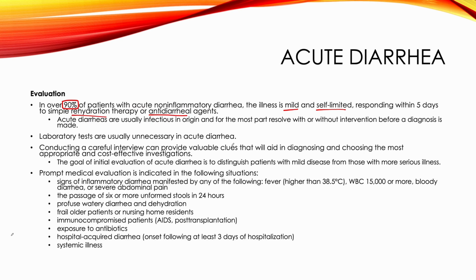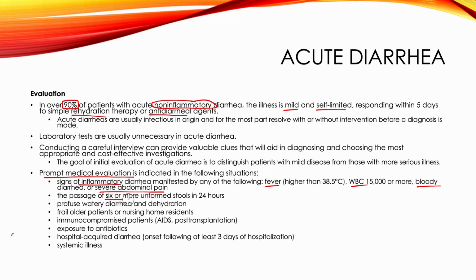What we do need to consider is a prompt medical evaluation in certain cases. So certain alarm things come up where you think, I better look into this a little more. Signs of inflammatory diarrhea, which we know already would be high fever, white blood cells, bloody diarrhea, and severe abdominal pain. If patients come in with that, it is not typical of a non-inflammatory diarrhea, right? That's indicative of a more inflammatory one, and those do require a workup.